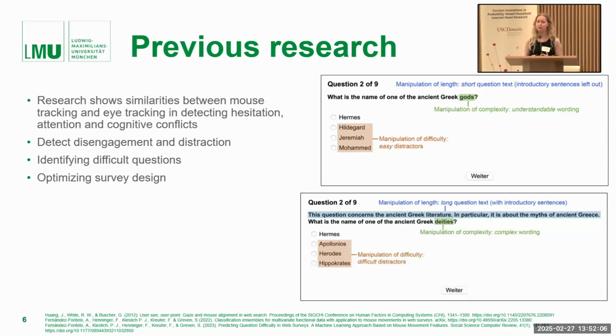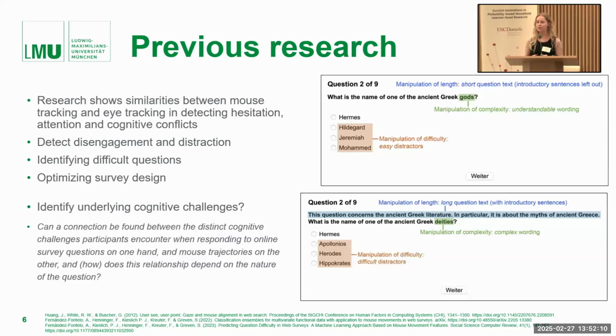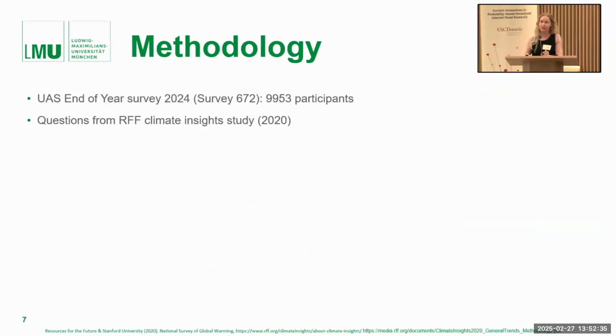So essentially, it could help optimize the survey design. But the thing that we don't know is what kind of challenges we are identifying, how do we want to actually improve this survey question. So the extension that we have been working on is specifically to see if there's a connection between the distinct cognitive challenges that the participants encounter and the way that they move their mouse around in the mouse trajectories. So let's look into it.